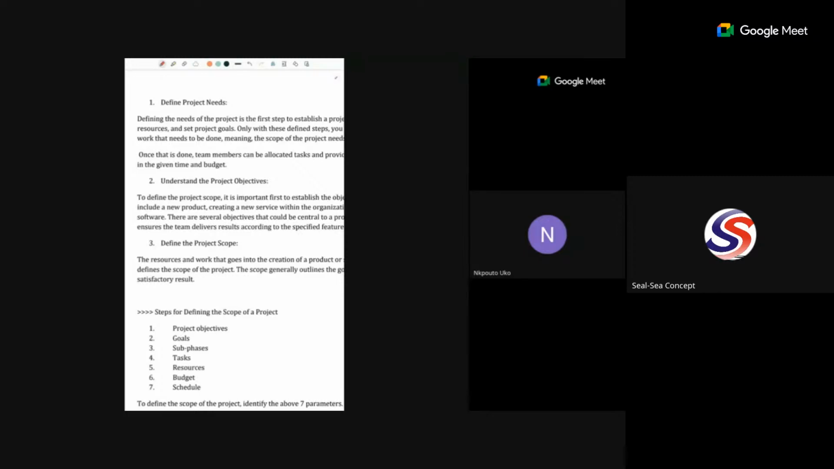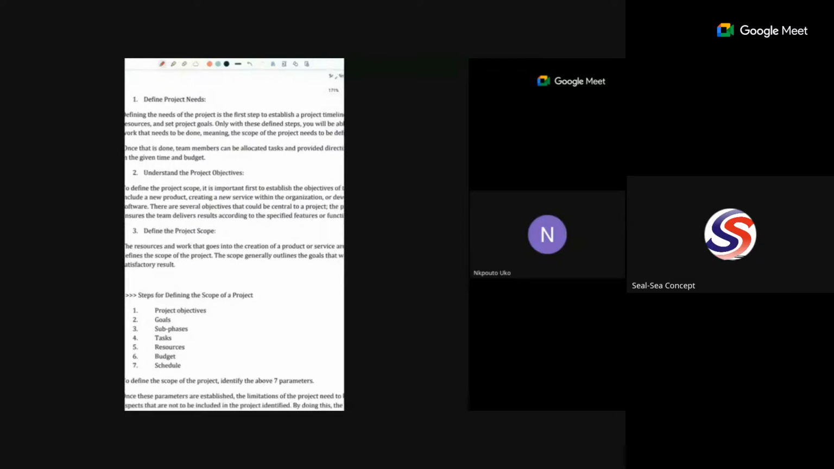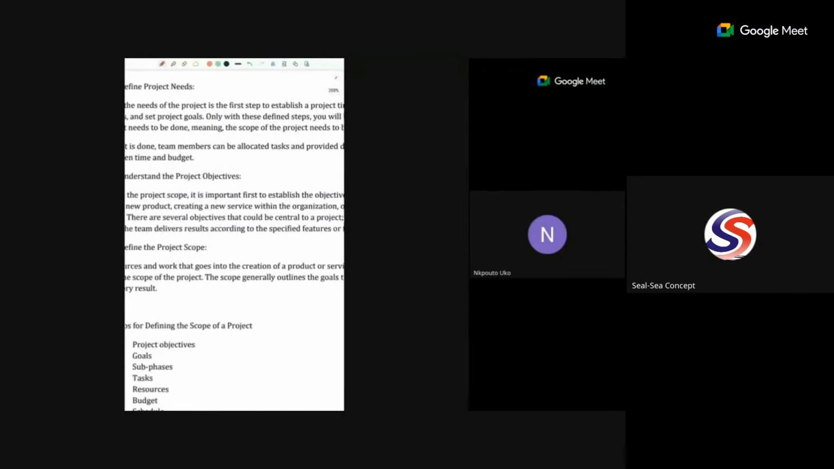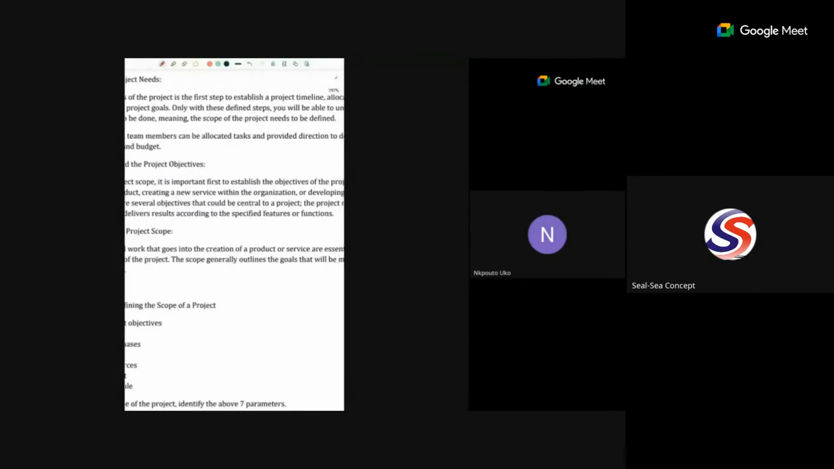Then we move to understanding the project objectives. You need to understand your project objectives. You need to know what your project promises to achieve. What is the goal of this project? Why are we carrying out this project? What are the problems we want to solve with this project?